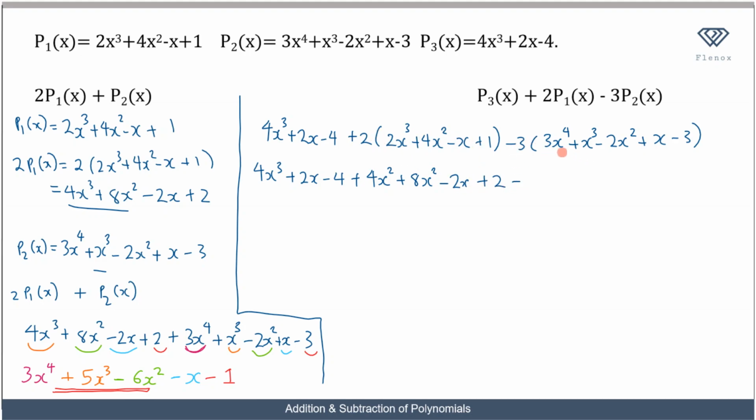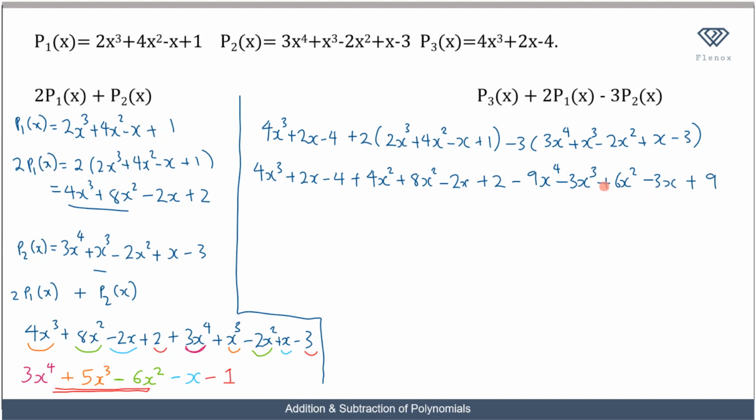Then I'll expand with this 3 now. 3 times 3 will give me what? 9x raised power 4. Then minus 3 times plus 1 will give me what? Minus 3x raised power 3. Then minus 3 times minus 2 will give me what? Plus 6x squared. Then minus 3 times 1 will give me what? Minus 3x. And minus 3 times minus 3 will give me what? Plus 9.